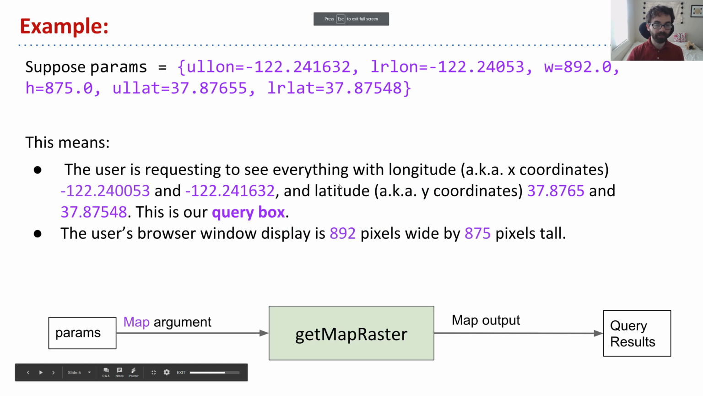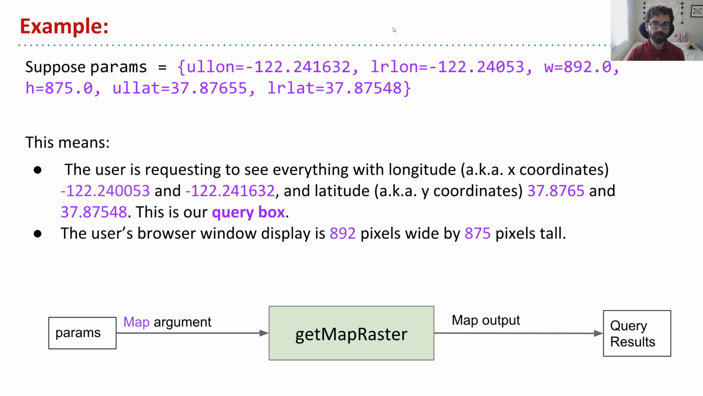And so let's go through this example in some more detail. So let's talk about the specific request that is provided in test.html. So we have ULLon, and we have ULLat, LRLon, LRLat, W, and H. UL refers to upper left, and LR lower right.